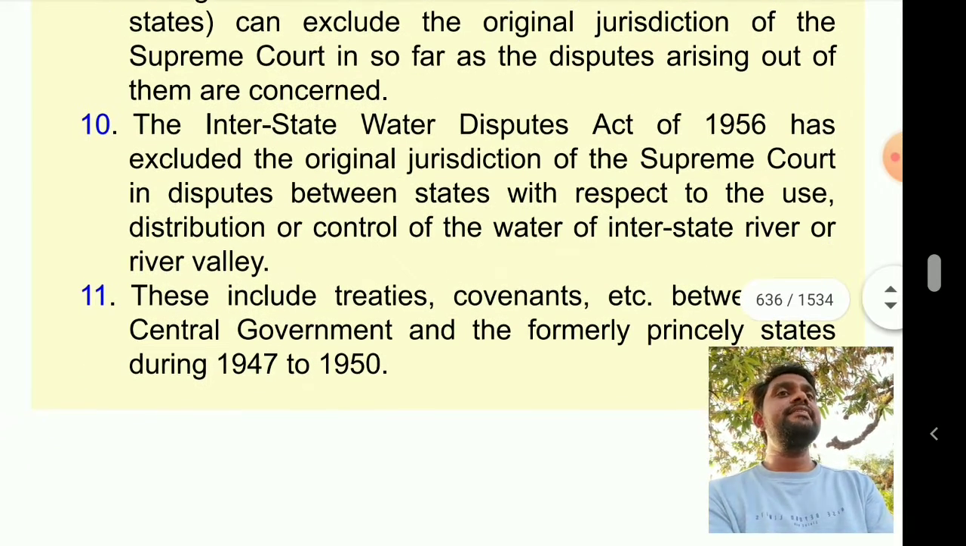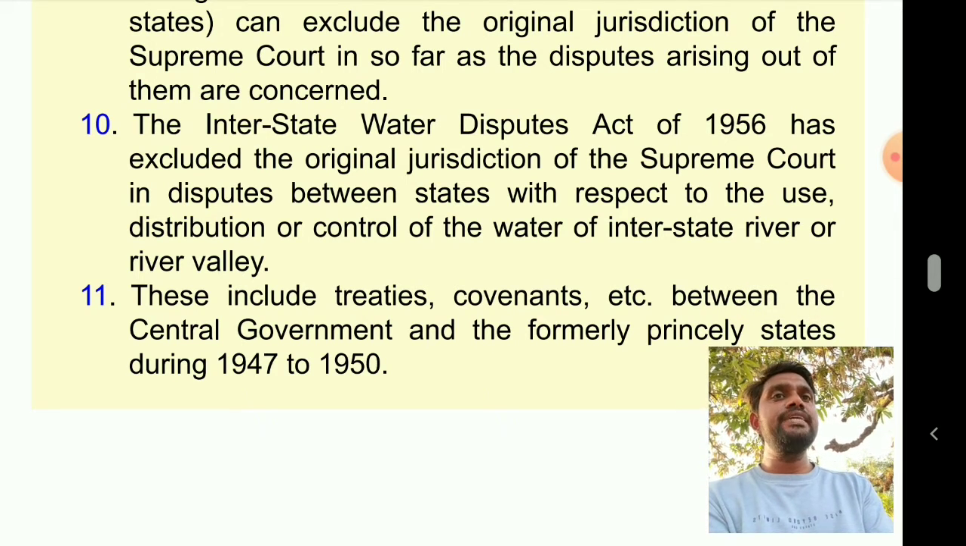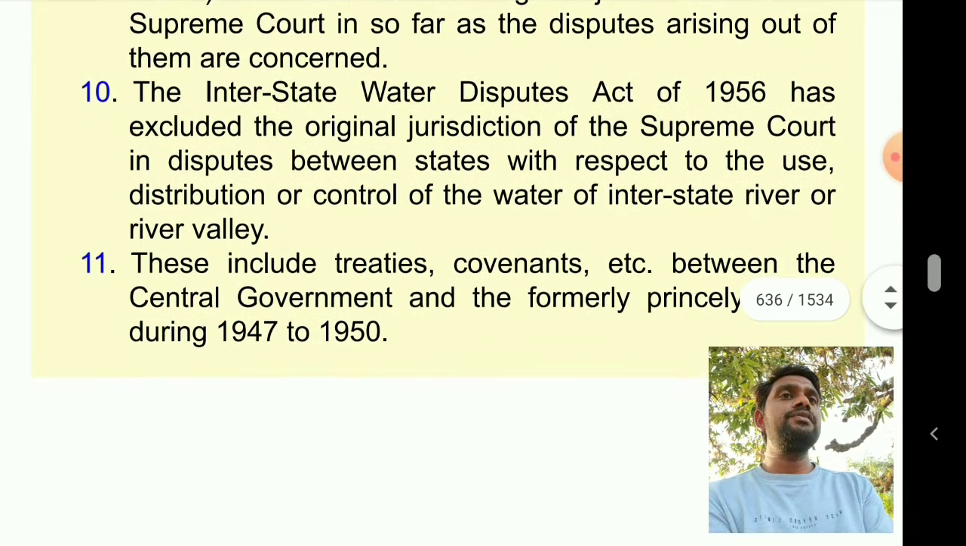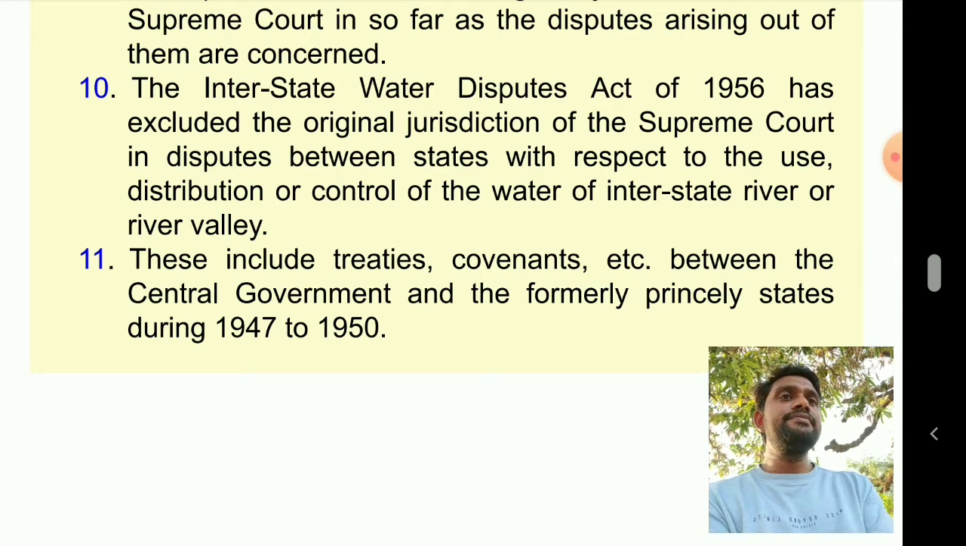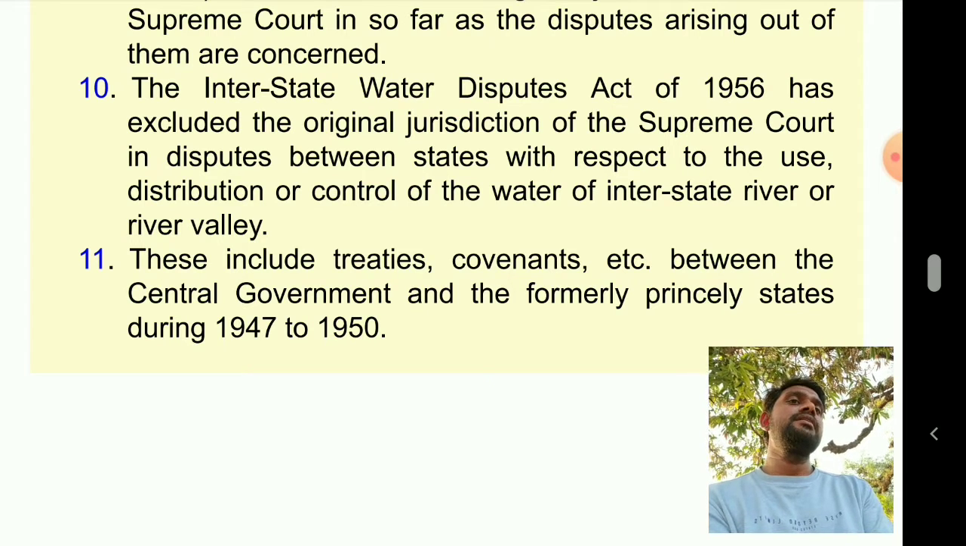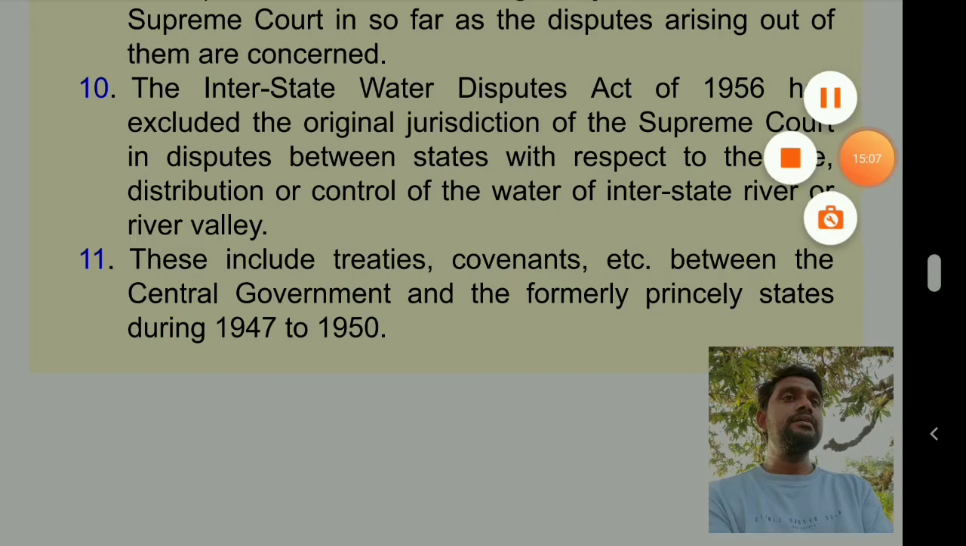Next, 10th, the Interstate Water Dispute Act of 1956 has excluded the original jurisdiction of the Supreme Court in disputes between states with respect to the use, distribution or control of the water of interstate river or river valley. Next and last, 11th, these include treaties, covenants, etc. between the central government and the formerly princely states during 1947 to 1950.